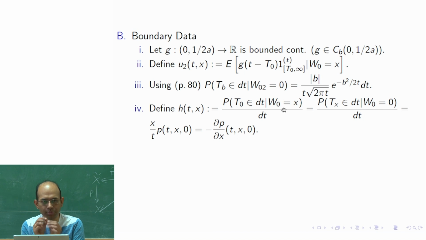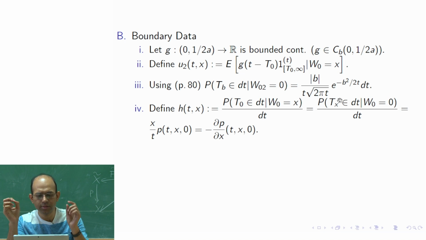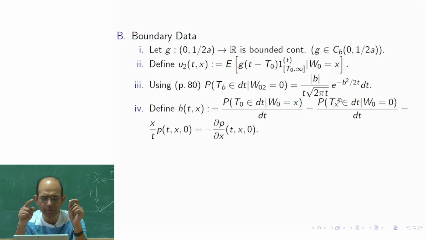Instead of thinking that Brownian motion is starting from X, you imagine the Brownian motion starting from 0, but then this would be Tx, because X is here and 0 is here. So Brownian motion starting from X and then hitting 0 has the same corresponding distribution as starting from 0 and hitting X. Okay, so the probability that Tx belongs to dt given W0 is equal to 0, divided by dt.